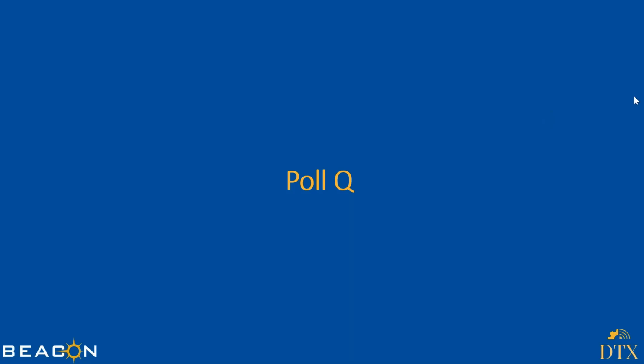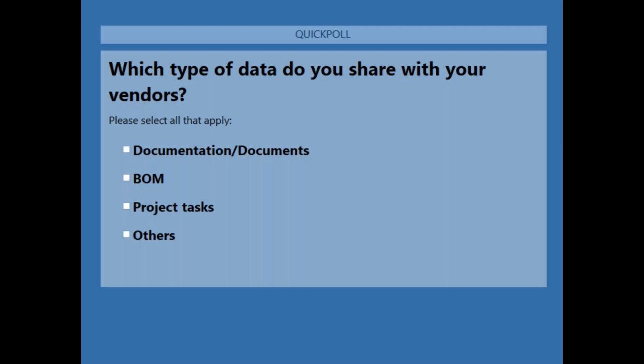So I'd like to post one more poll real quick. This is about understanding what type of document data are you working with when you're sharing your information with regards to vendors. So you can quickly fill on this. I'll just keep it open for another couple of minutes.